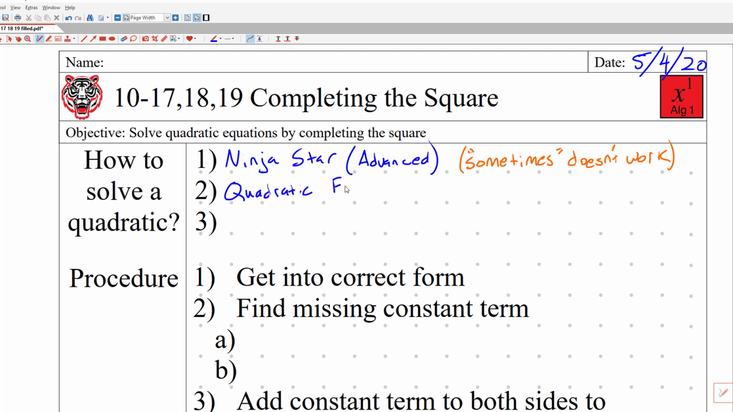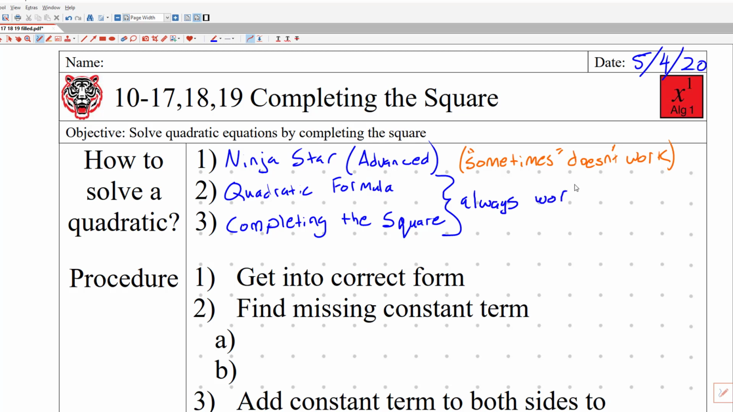Quadratic formula. And then finally today is completing the square. And as I said, these will always work. And often in Algebra 1, you see teachers choosing one or the other to teach, and I'm going to be showing you both, and then hopefully you'll like one more than the other, so you'll choose that method. But yeah, they're essentially the same types of things.